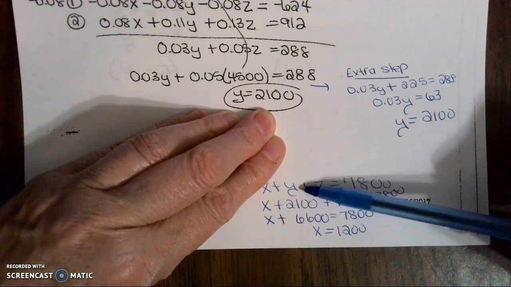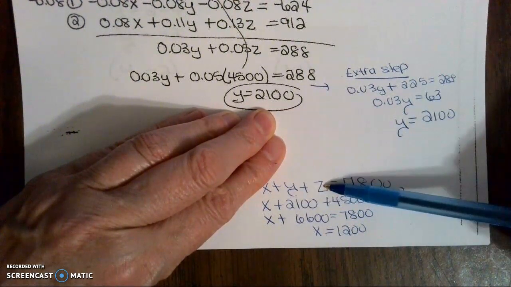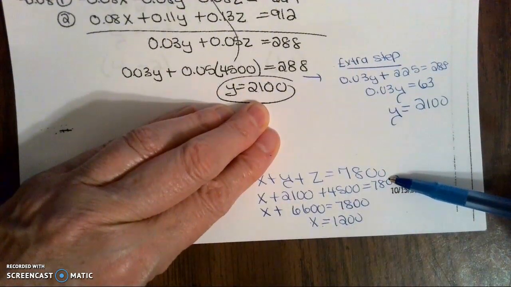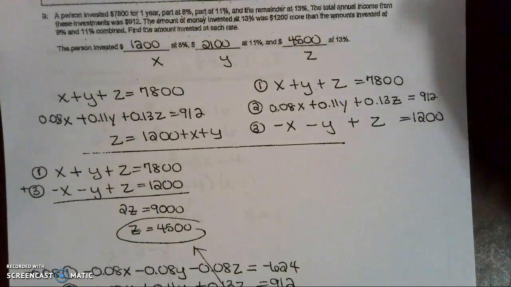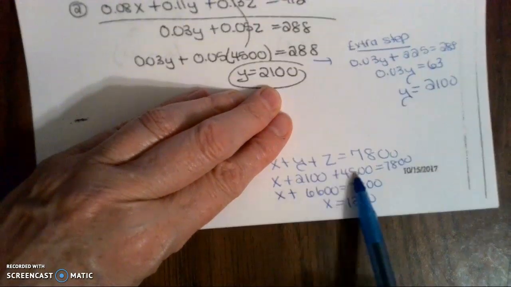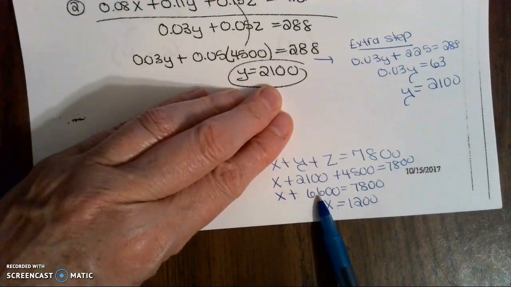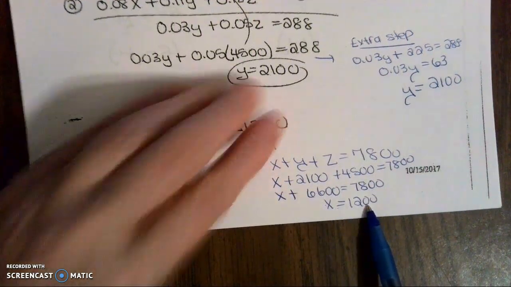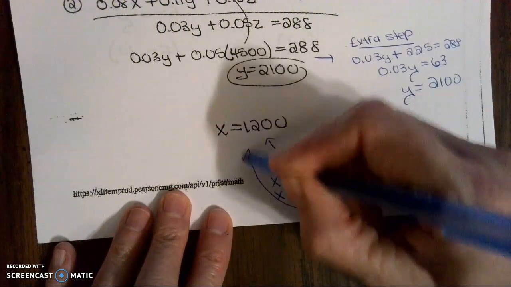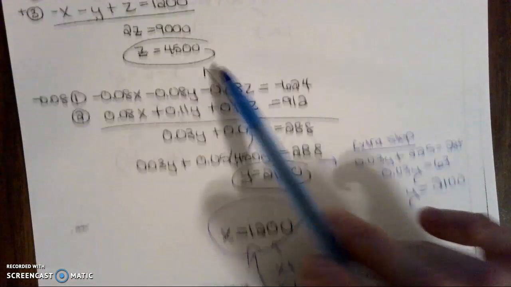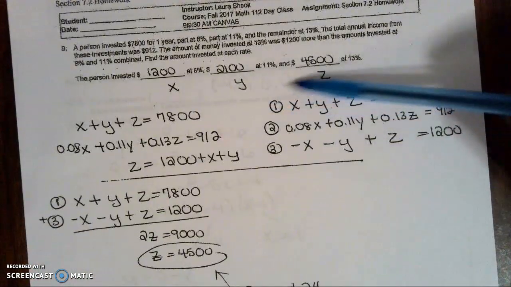So I have x plus y, which is right here, plus z, which is right there, is equal to 7,800. Again, this equation came from the very first equation at the top of the sheet. From here, I add those two together and I get 6,600. Subtract that from each side, and finally here I get my answer for x. So here's x, here's y, and here's z. You can just plug those in right there.